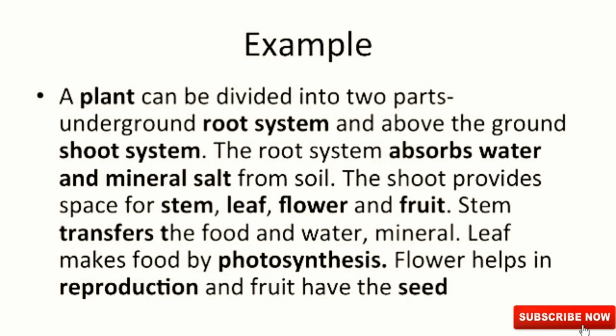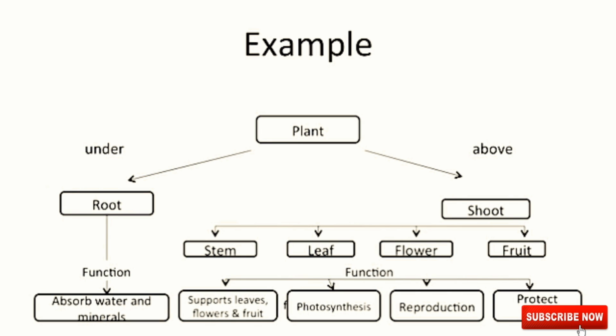Now, if I have to present this example by means of a concept map, what I have done is I have made the important concepts bold: the plant, root system, shoot system, absorb water, stem, leaf, flower, transfer of food and water, photosynthesis, reproduction, and fruits have seed. The words which have to be put in the oval or the rectangle of the concept map have been put in bold. For example, you can see the words like plant, underground part is the root system.